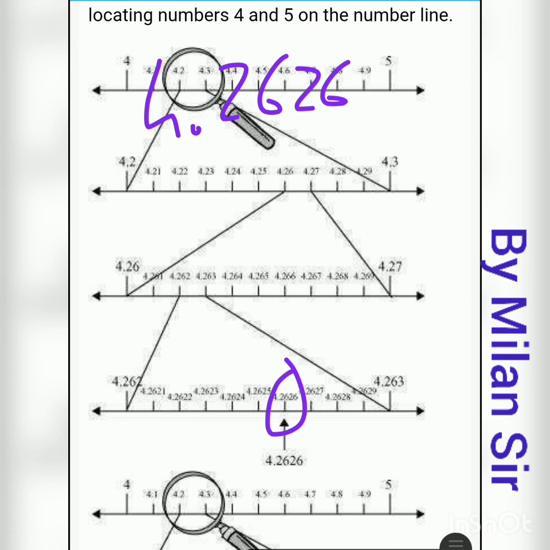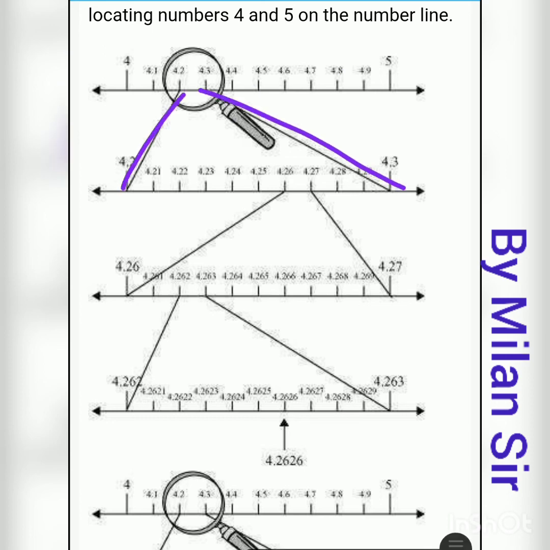This is the magnification of 4.2626. Our magnification process is over for this number. Every time we need to join the lines: 4.2 and 4.3, then we zoom 4.26 and 4.27, and we join those. Here we need to join 4.262 and 4.263.